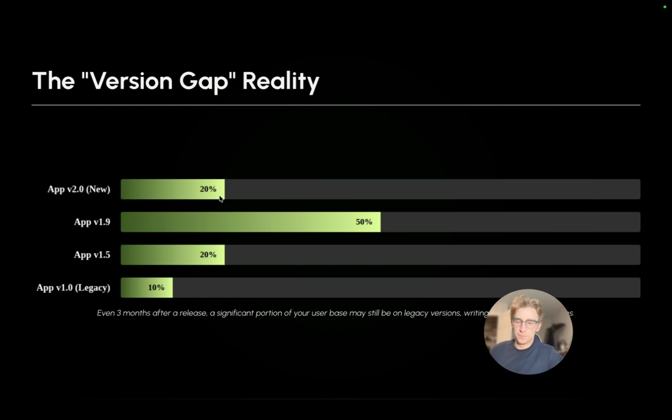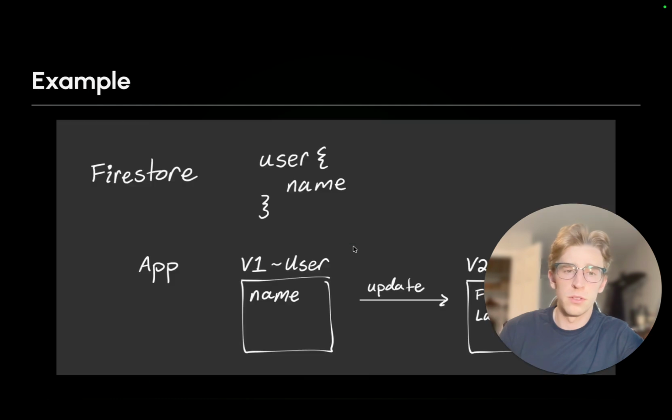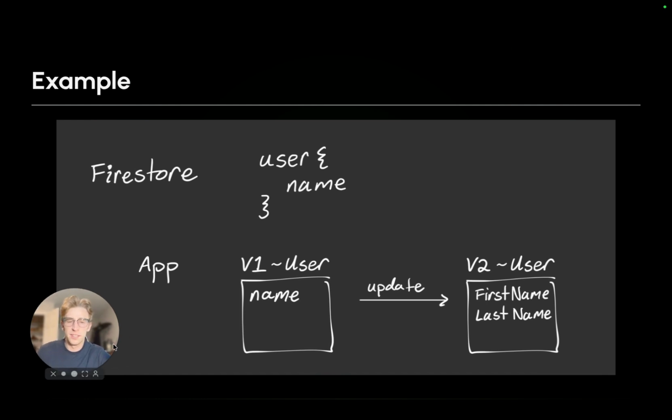So the version gap. The version gap is you have 20% of your users using app v2. You have 50% on app v1.9, 20% on app v1, and 10% on app v1.0. Essentially, what I'm illustrating here is you have the version gap problem, which is that when you have mobile devices, as I said, some users can be using old versions of your code, other users can be using new versions of your code. So to illustrate this, let's look back at our example, the slide that I definitely didn't already show you.